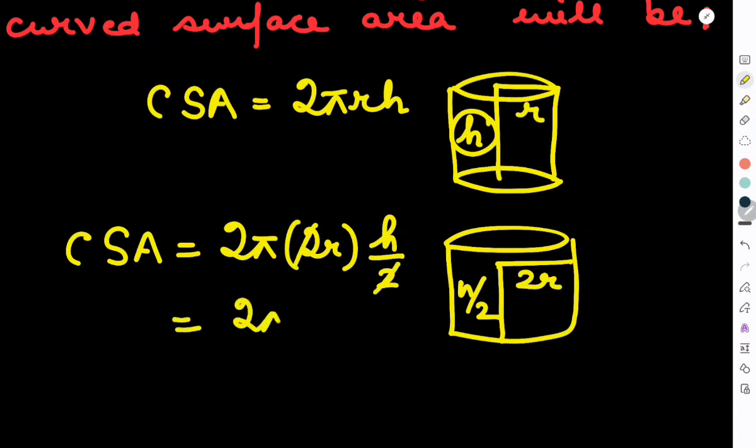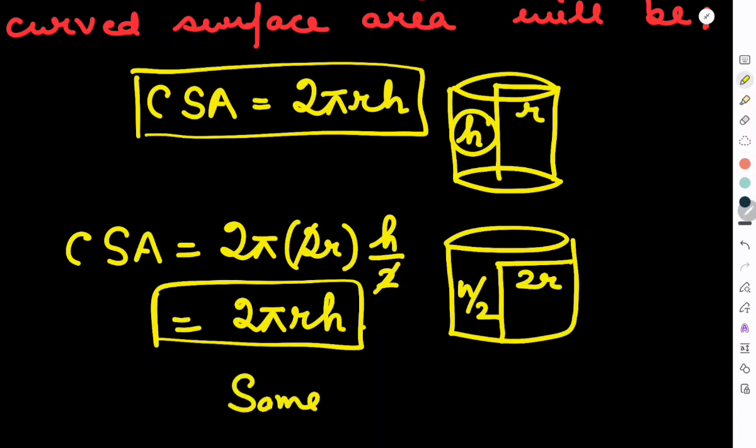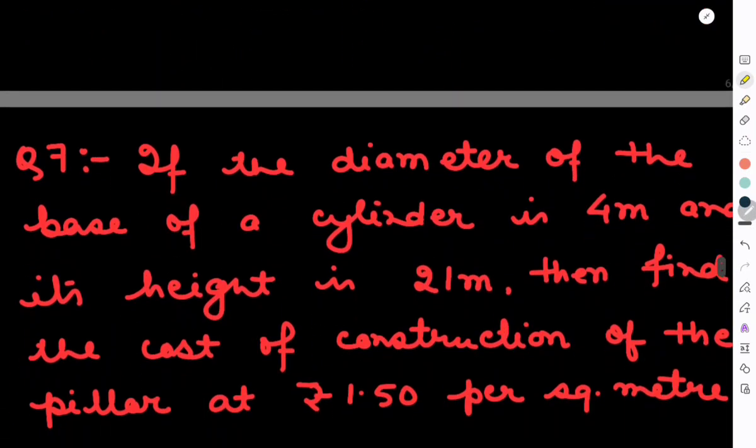Again, as you can see, the formula is back to 2 pi rh. The original was 2 pi rh. The new one is also 2 pi rh. That means there is no change. It will remain the same.